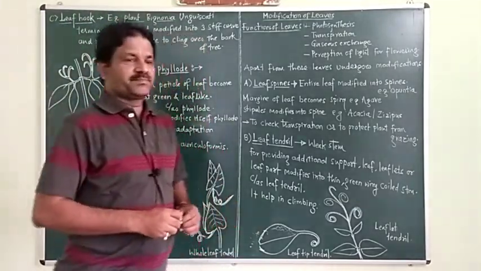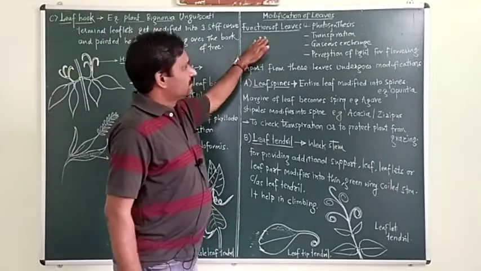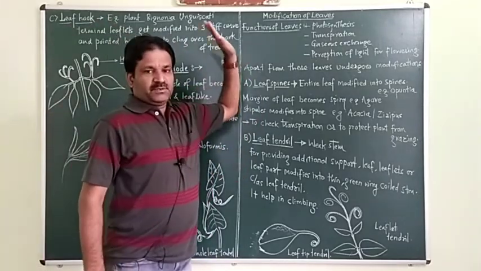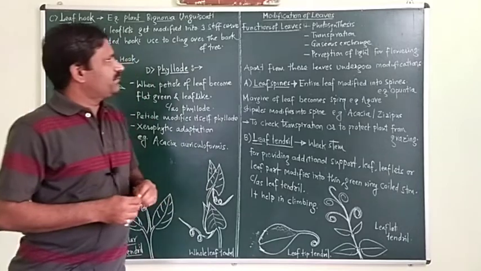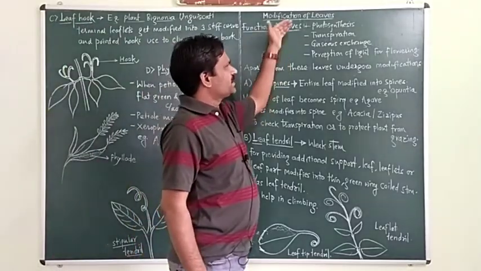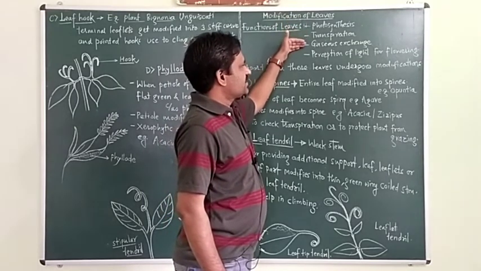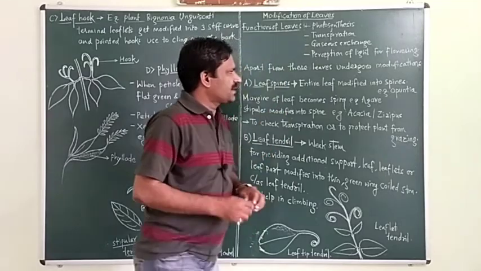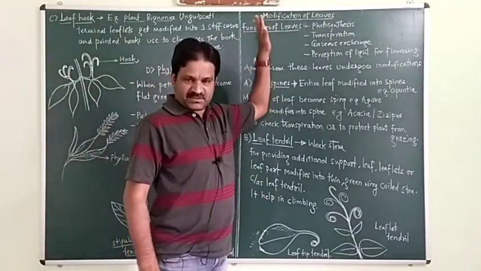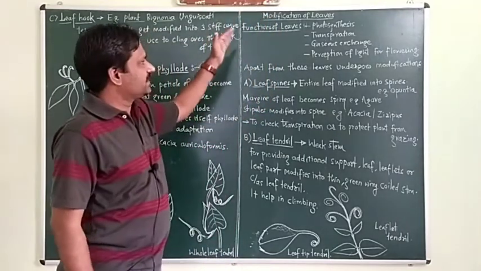Hello students, today's topic is modification of leaves. Leaves show different functions, meaning leaves perform different functions like photosynthesis, transpiration, gaseous exchange and perception of light for flowering. Now leaves contain chlorophyll or photosynthetic pigments.